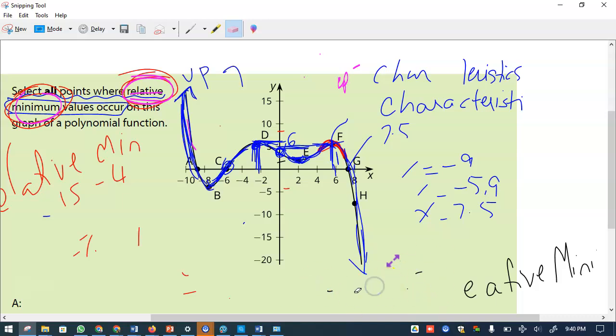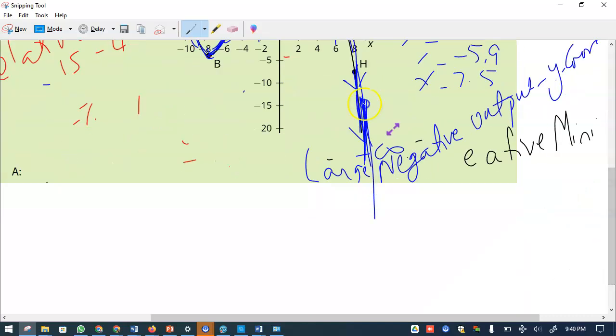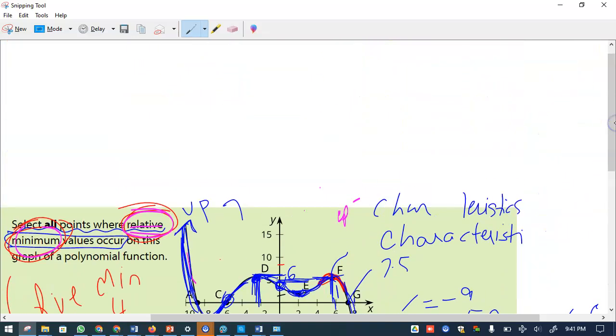What going down basically means is negative infinity. It becomes a very large negative output, or also the y coordinates. So as this graph goes down like this, the y coordinate goes on becoming very, very large negative values. And on the left side, they become very large positive.